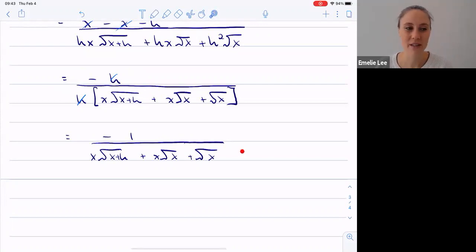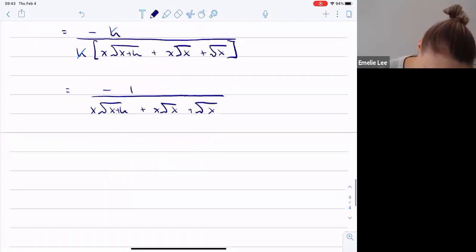I'm going to leave it here, right? But I don't have any roots in the numerator, which was the goal, right? Rationalize the numerator means get rid of all the roots in the numerator. But we do have roots in the denominator, but that's fine. So that's a big one, but nice work.